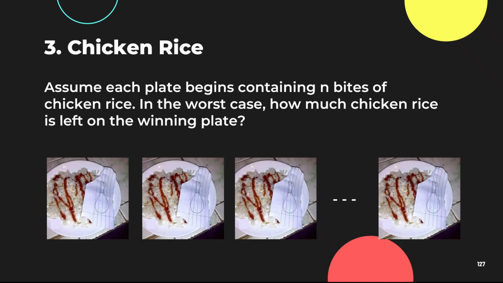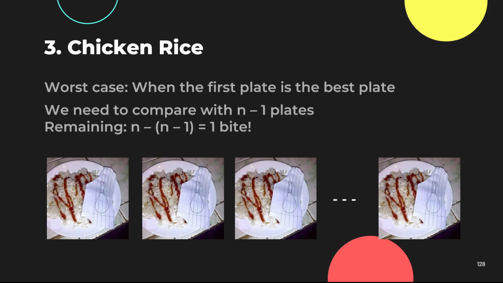So in the worst case, how much chicken rice is left on the winning plate? One bite? Anyone doesn't agree with one bite? Okay, so yeah, there will be one bite. So in the worst case, if this happens to be the winning plate, you have to compare this with everything to know that this is actually the winning plate. So that means you will have to compare n minus 1 times. You eat n minus 1 times, so remaining is 1. Because it's so delicious, you don't even mind eating more, but others will not get the plate.